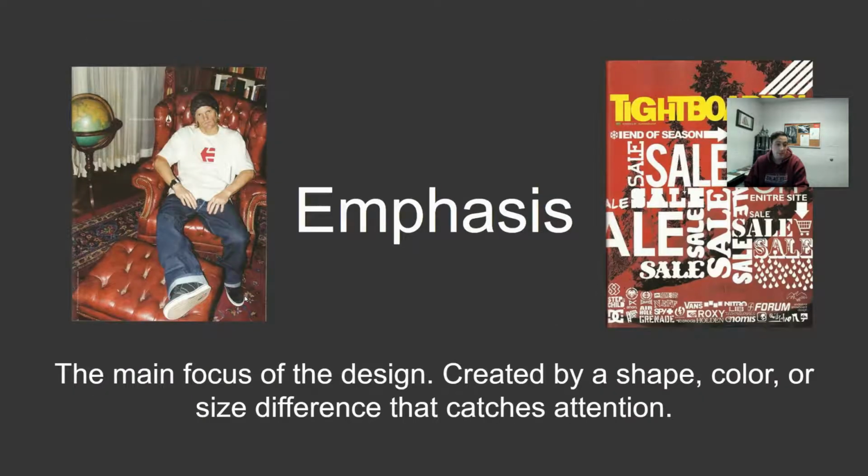The next one is emphasis. So when you're looking at emphasis, this is the main focus of the design. So your emphasis is going to be where the eye is going to want to lead in the design. So this is created by a shape, color, or size difference that catches the attention. So even here, like the shoes, as you're looking at this, is going to maybe be an emphasis, or the shirt because of the color. And then it just has a little bit of text right here that catches your eye and makes you want to look over there.